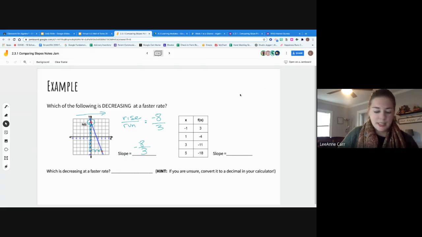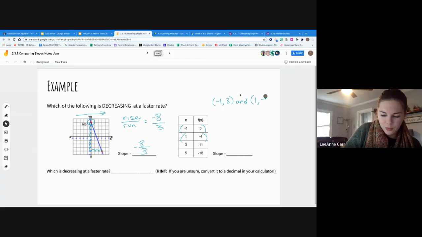Okay. Now let's move on to the second one. I found one slope. I need to find the second. In our table, remember, we can pick any 2 points. I like to just pick the top 2, but you can pick other ones if you want. So I'm using -1, 3 as my first point, and 1, -4 as my second point. And then I'm going to use my slope formula, which I'll write up here for you because I'm going to have you guys find the slope.